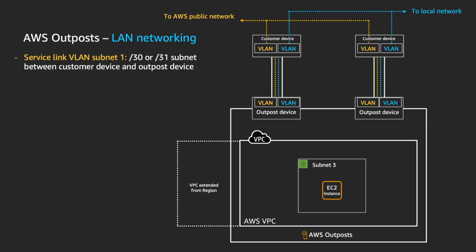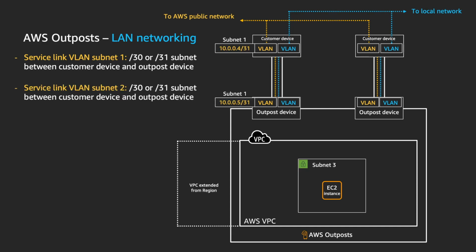And we'll also ask for a /30 or /31 set of subnets between each devices. So for the service link, we actually have two subnets, or 2 /31s in this particular scenario. And that's because these VLANs are actually point-to-point VLANs. So they're not VLANs that will get layer 2 extended all the way through to further parts of your data center. They're actually designed to be just point-to-point VLANs between the Outpost networking device and your directly connected customer networking device.